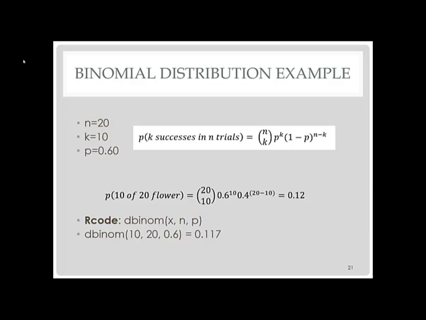We could also put this in R with the function dbinom with the arguments x, comma n, comma p, or 10, comma 20, comma 0.6, and we get the same solution, 0.117.